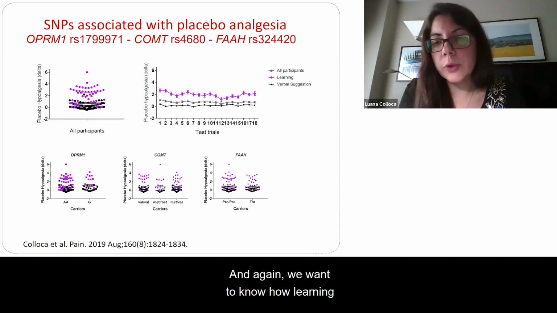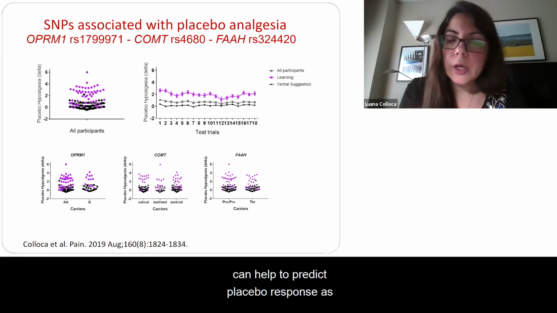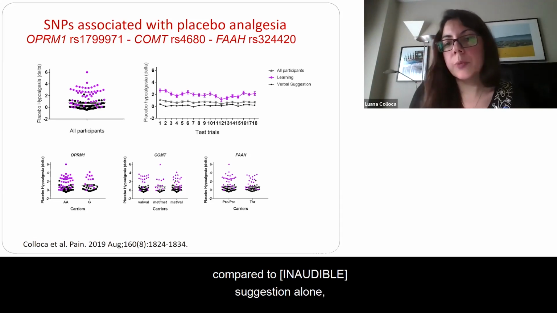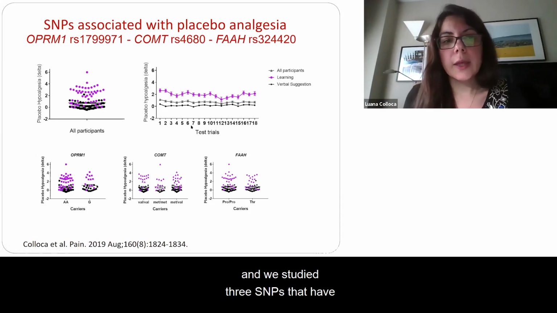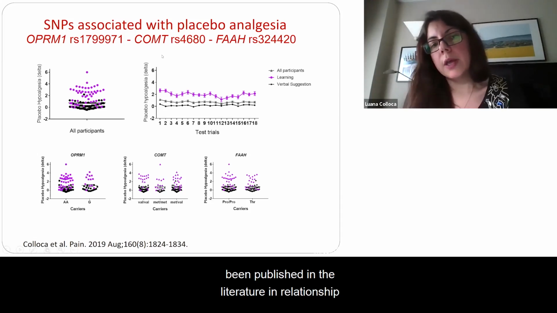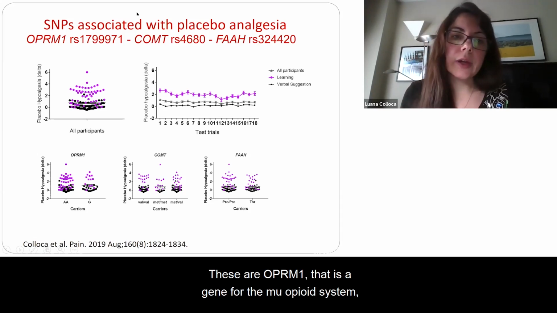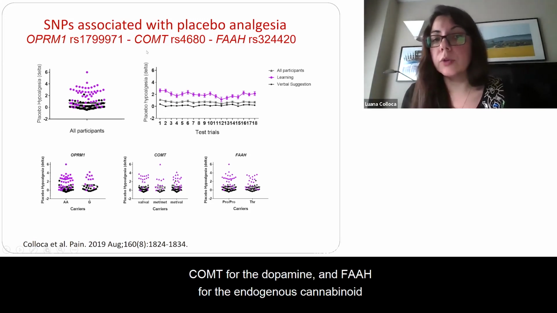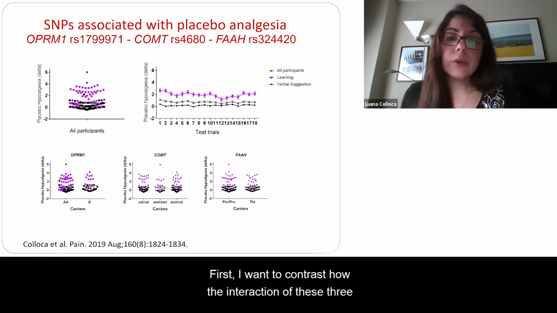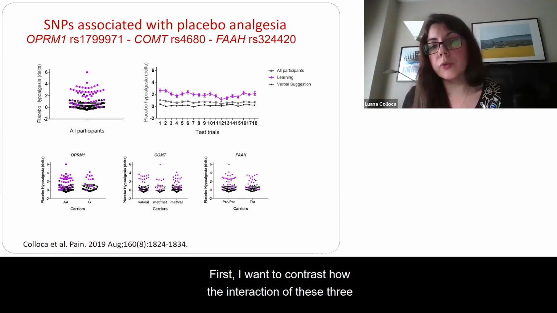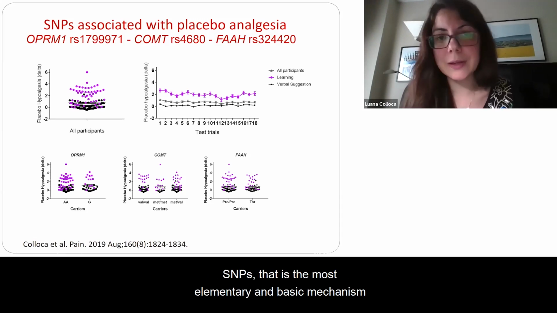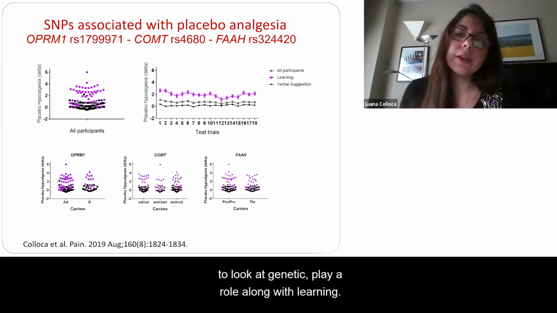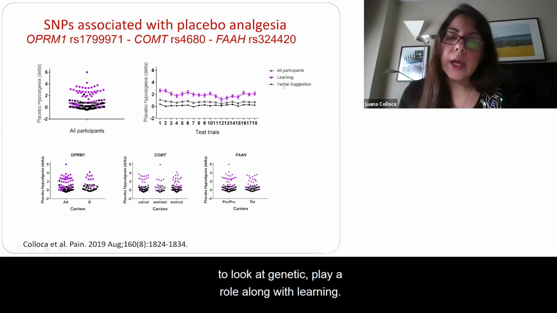Another important component is genetic. And again, we want to know how learning can help to predict placebo response as compared to a verbal suggestion alone. And we studied 3 SNPs that have been published in the literature in relationship to placebo analgesia. These are OPRM1, that is a gene for the mu opioid system, COMT for the dopamine, and FAAH for the endogenous cannabinoid system. But also we want to contrast how the interaction of these 3 SNPs, that is the most elementary and basic mechanism to look at genetics, plays a role along with learning.